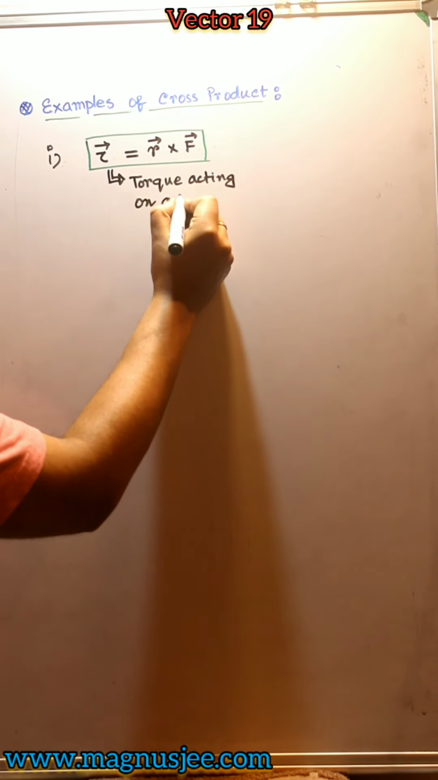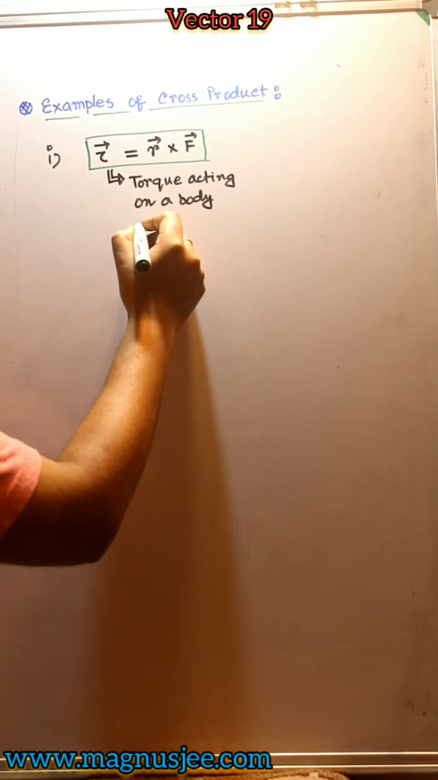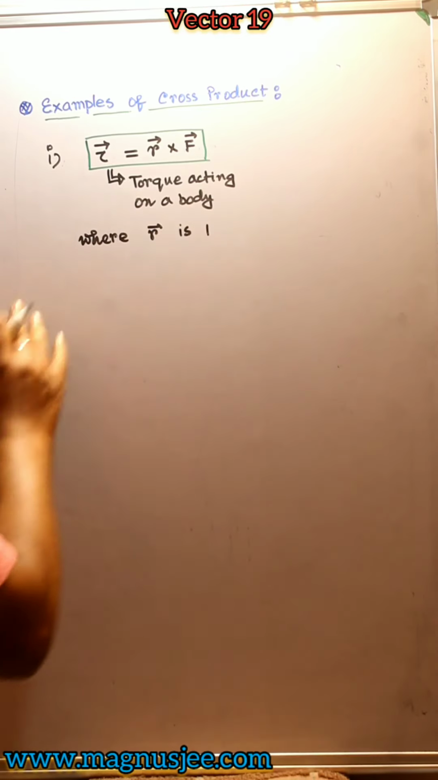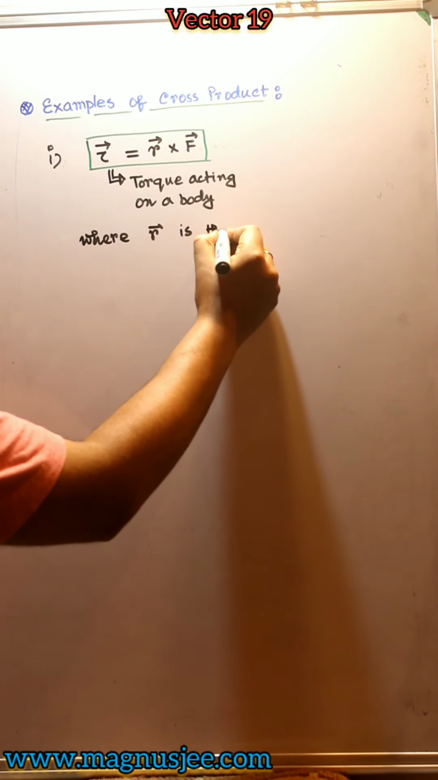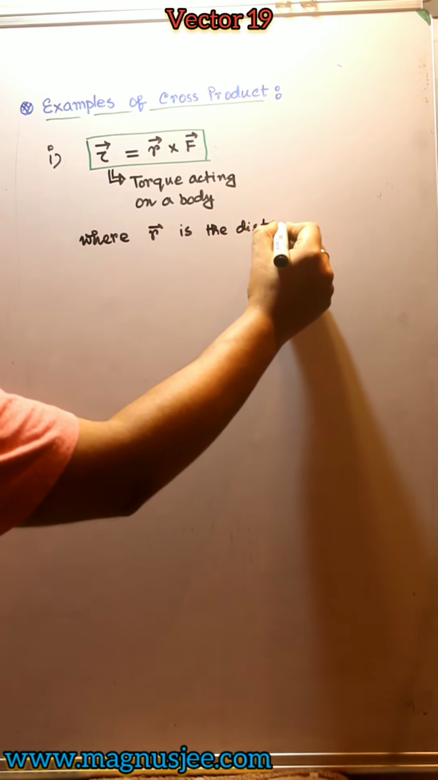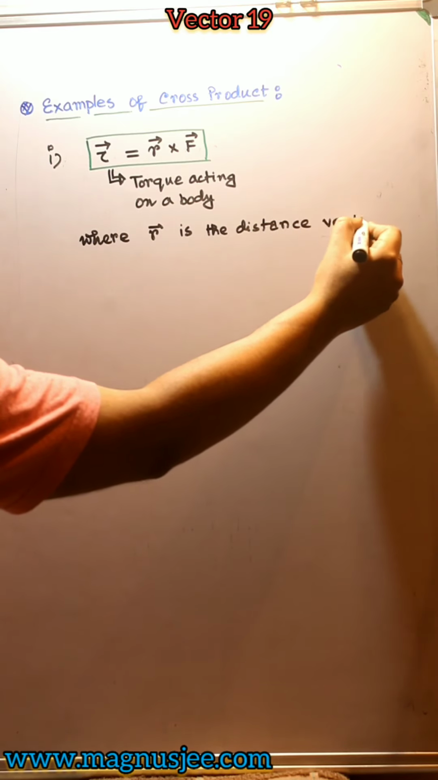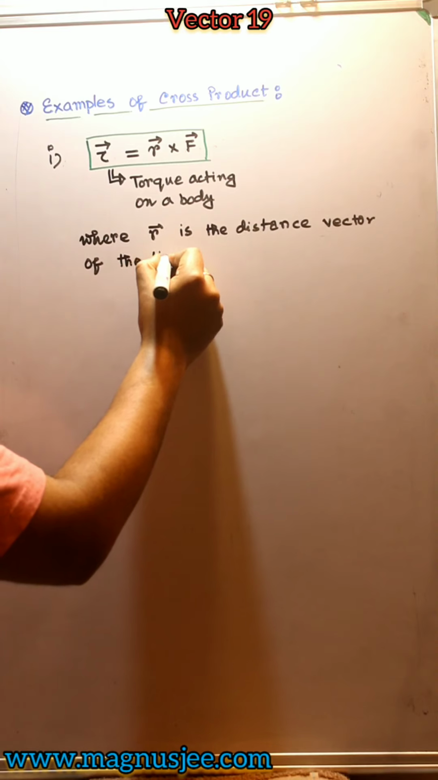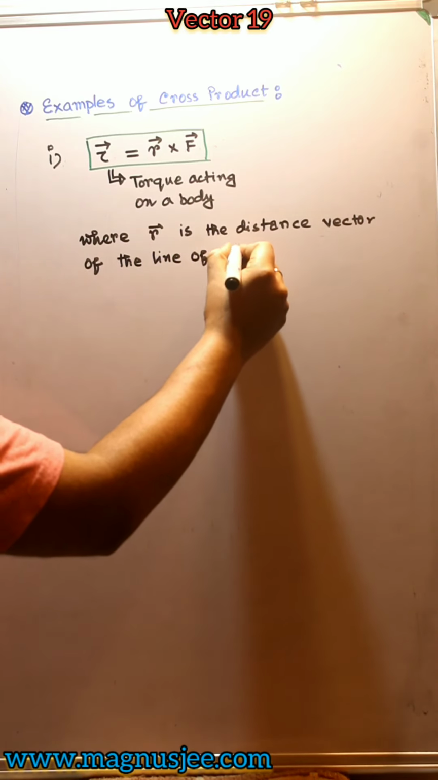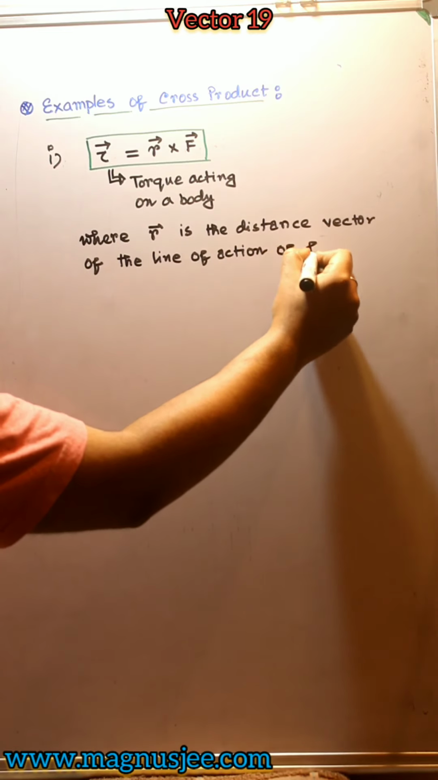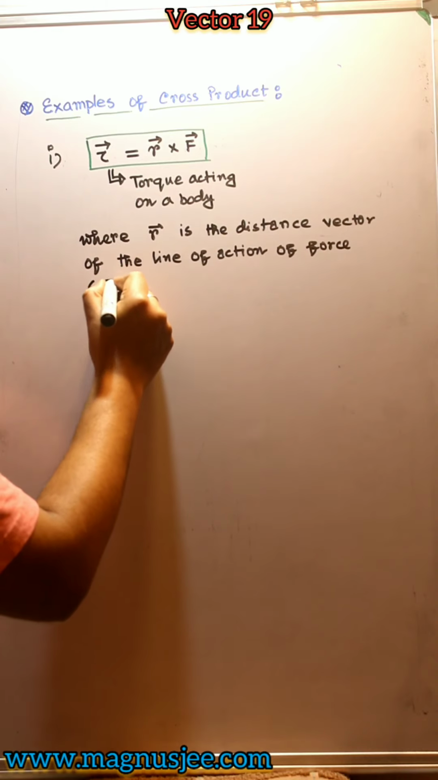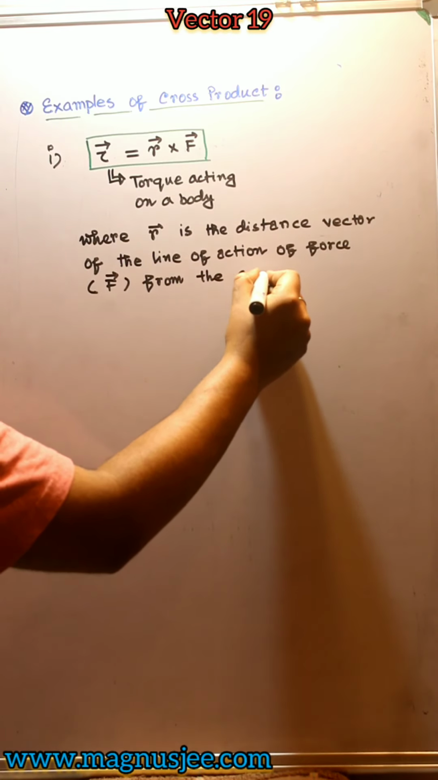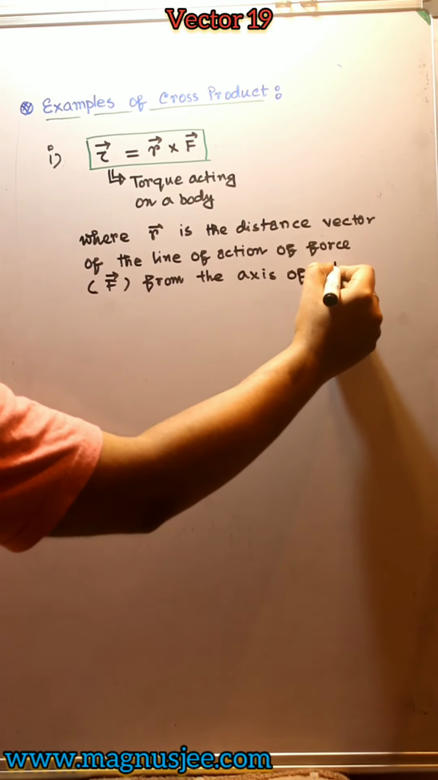Torque vector acting on a body, where vector r is the distance of the line of action of the force vector, vector f, from the fixed point or from the axis of rotation.